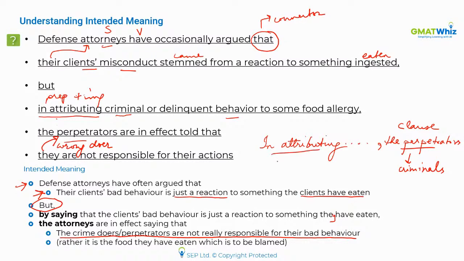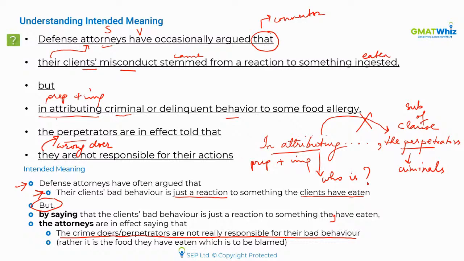So this will always modify the subject of the clause. If you have a preposition plus an ing right before a clause, then the comma plus this preposition plus ing will always modify the subject of the clause. Okay, so it seems as if the criminals are attributing criminal behavior, which is wrong, right? Who is attributing? Who is attributing, guys? Can you answer me in the chat box? Who is attributing the criminal behavior to food allergy? Is it the criminals themselves or is it somebody else?